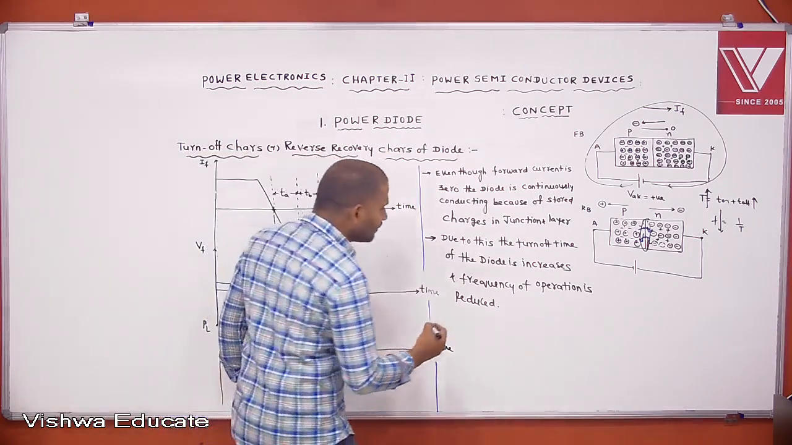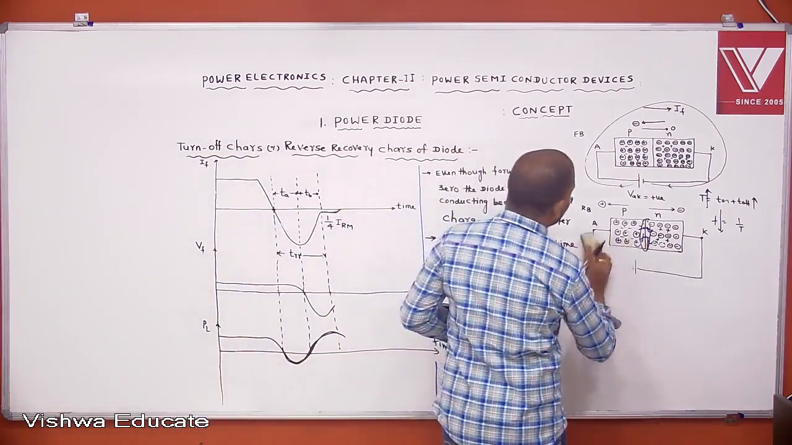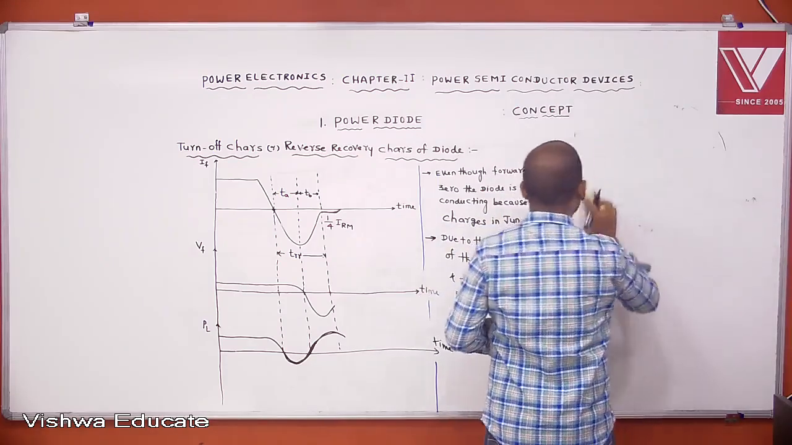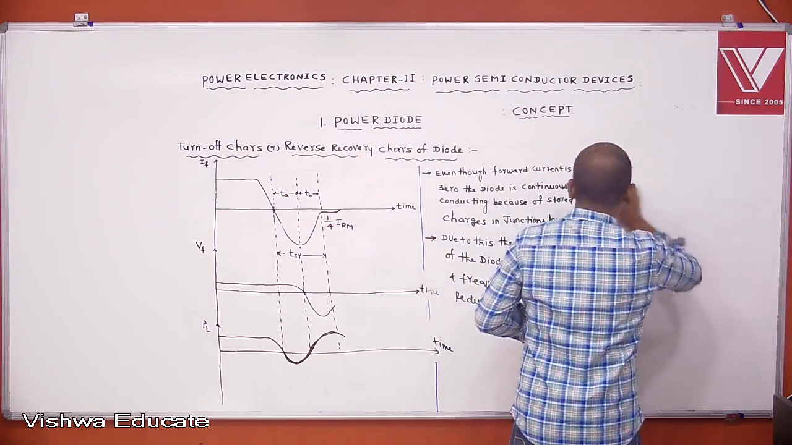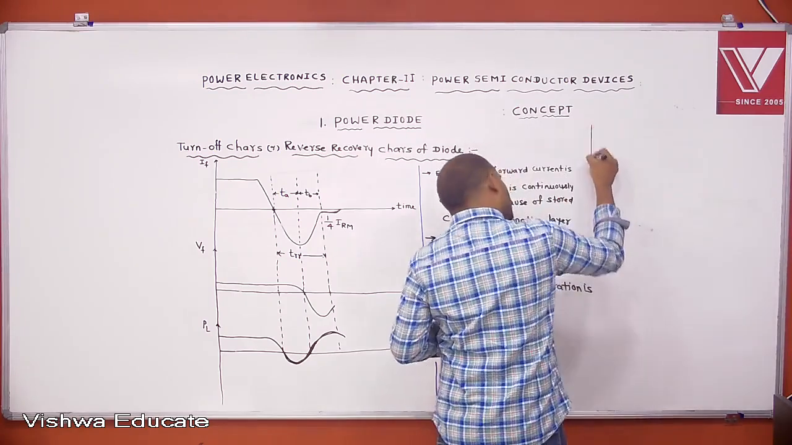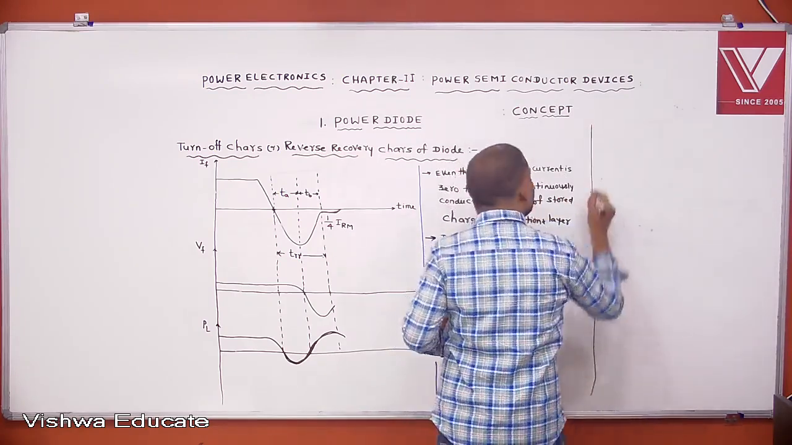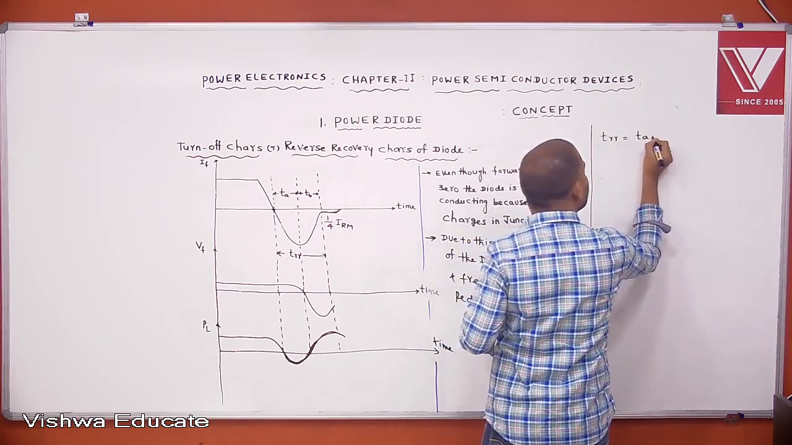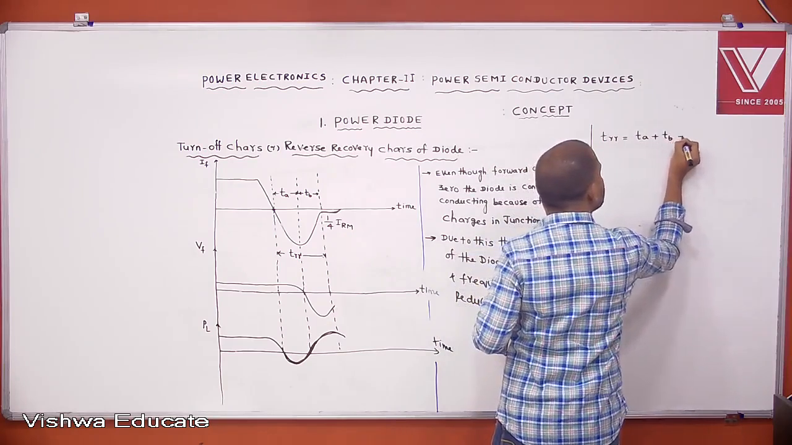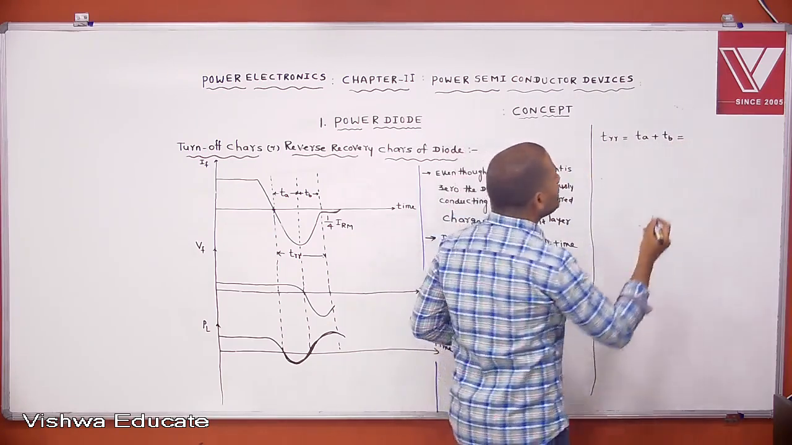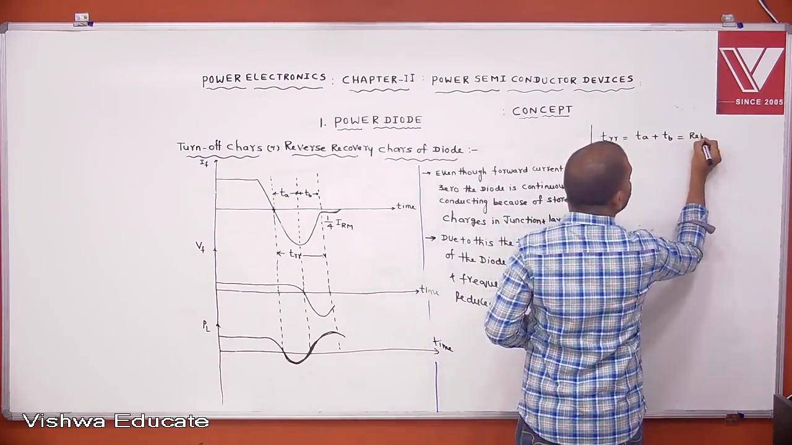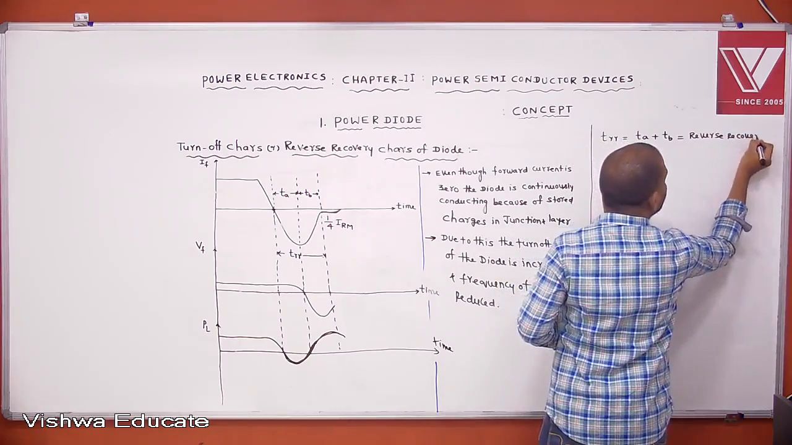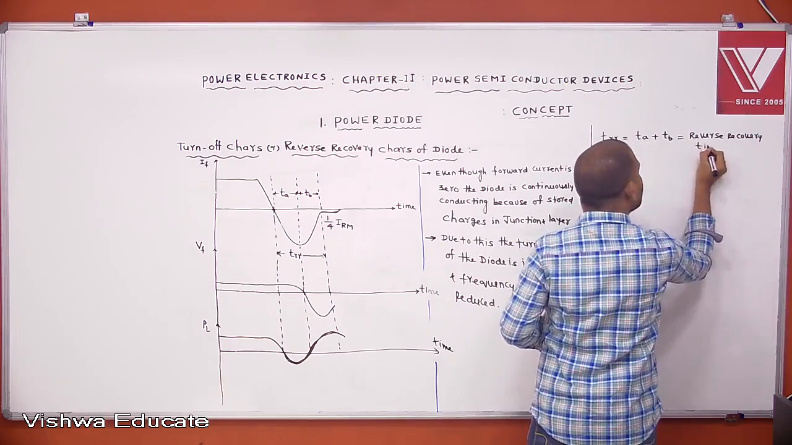Here we give TRR. TRR is the reverse recovery time, where TRR equals TA plus TB. This is called the reverse recovery time.